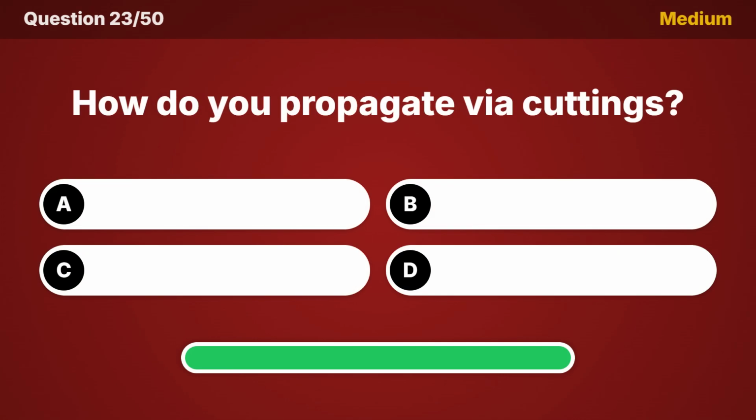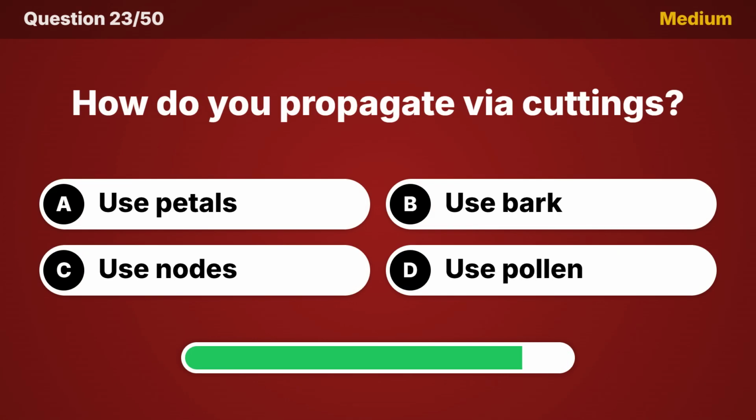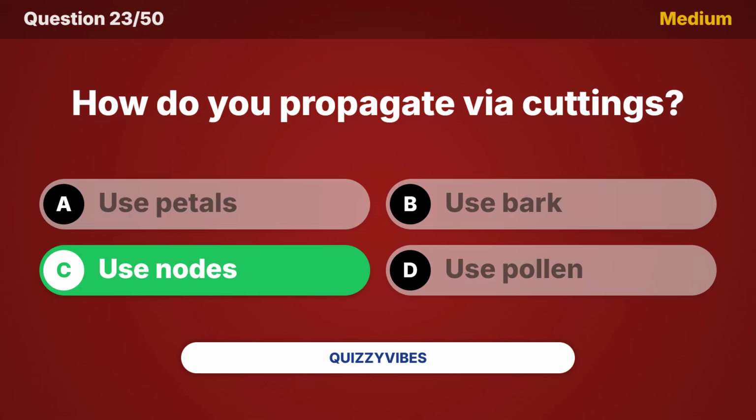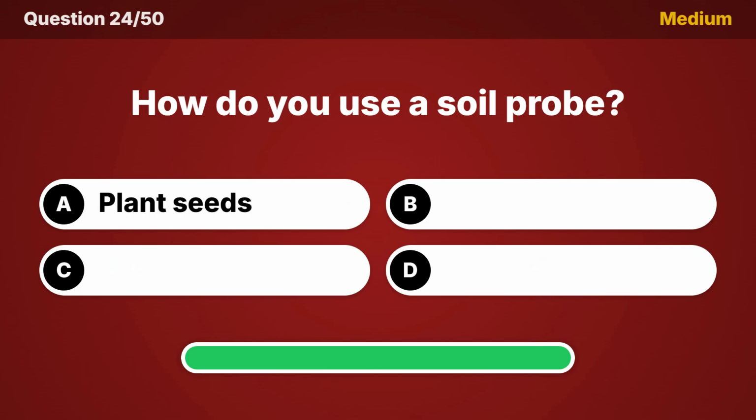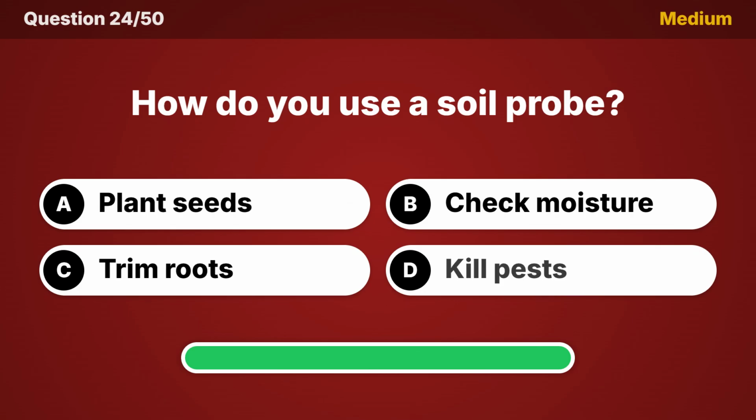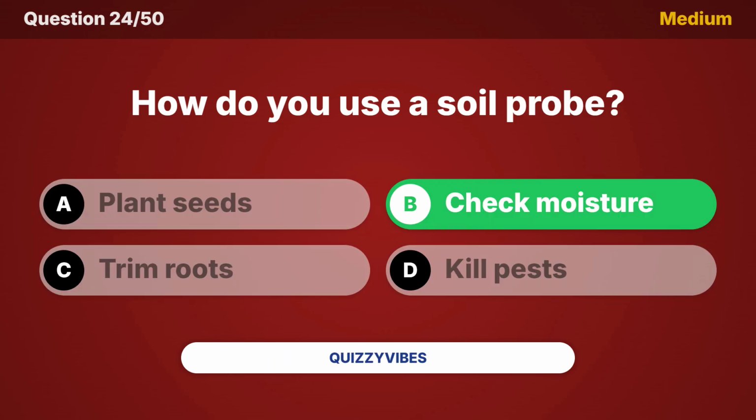How do you propagate via cuttings? Answer. Use nodes. How do you use a soil probe? Here is the answer. Check moisture.